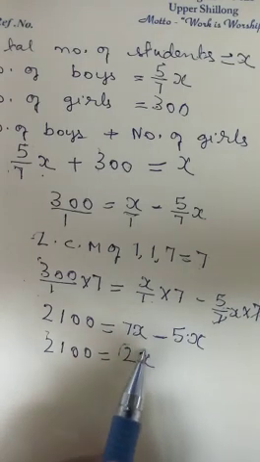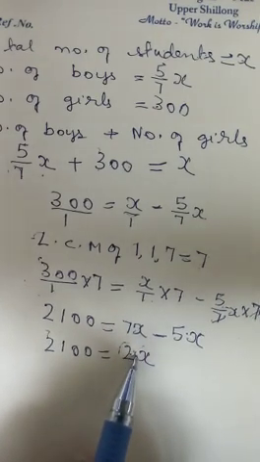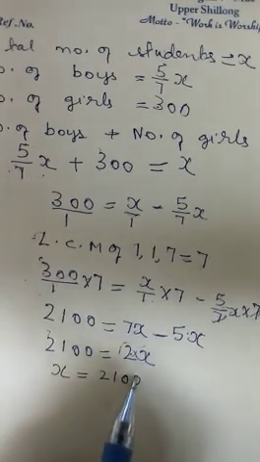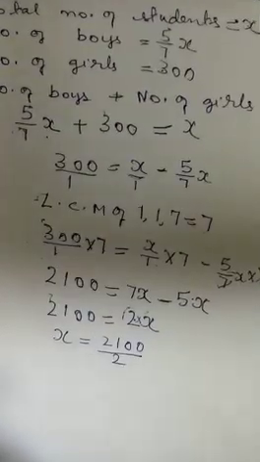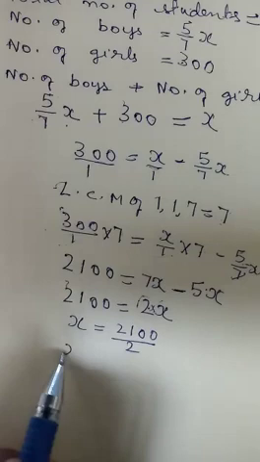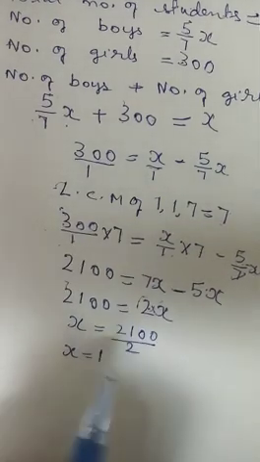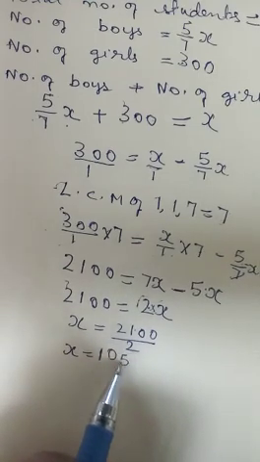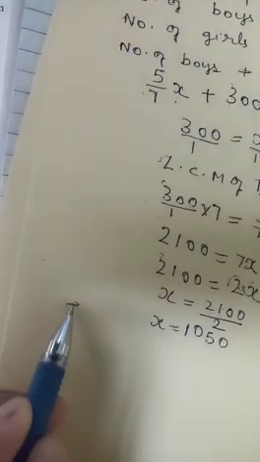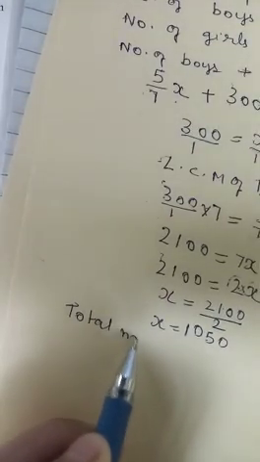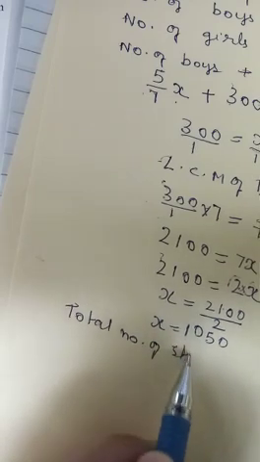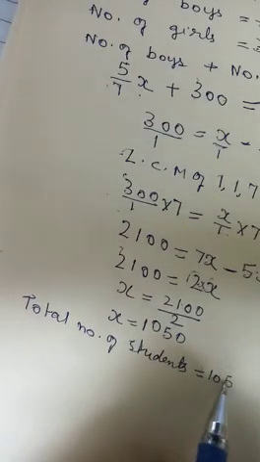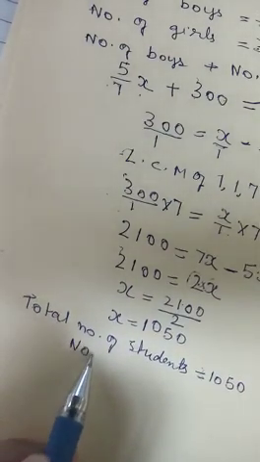Now we want only X. So this 2, here we have multiply, we can bring it to this side. That means we have to divide 2100 by 2. So pause the video and divide it yourself, okay? 2 1s are 2. 1 and 2, 2 is greater, so we go with 0, 5, 0. So the total number of students, that means both boys and girls, is equal to 1050.